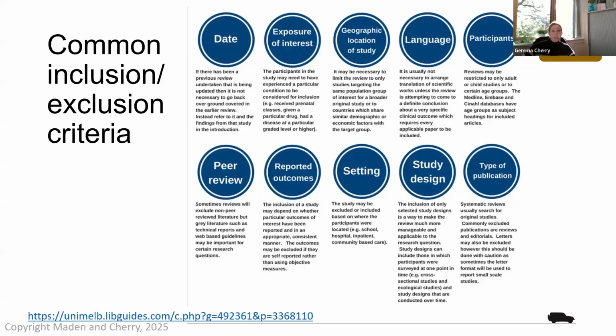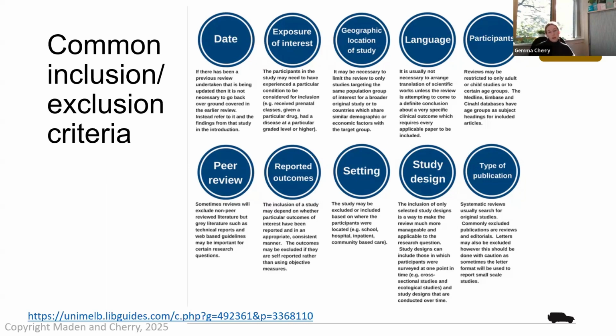for example. Similarly, you may have to make some pragmatic decisions. So if you only speak English and nobody on the review team speaks other languages, you may have to set English language only as an inclusion criteria. But you need to reflect on the potential limitations that will introduce into your review. So language bias would be an obvious one there.